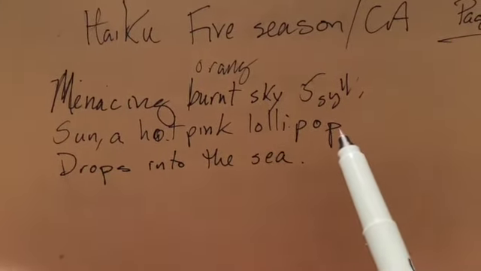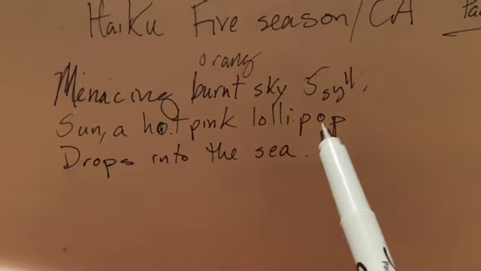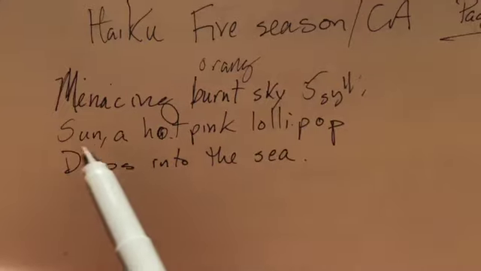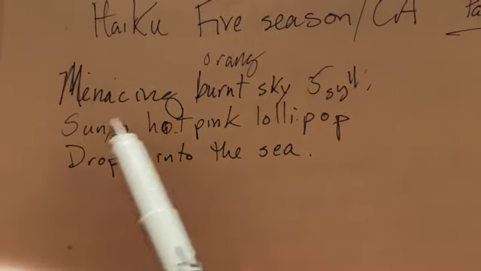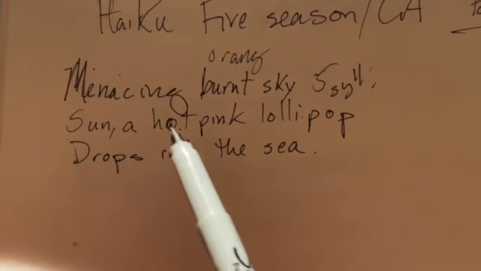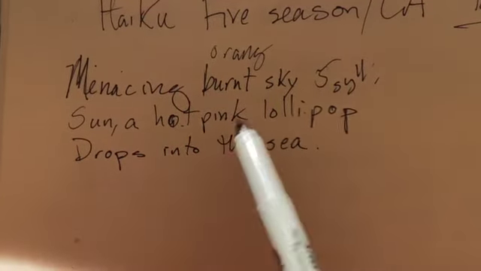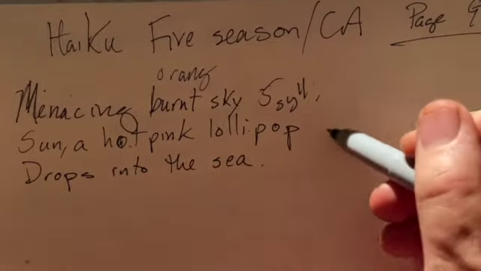This line wasn't too hard for me. I thought lollipop was going to put me over the syllables. But no, we've got sun is one, hot is one, pink is one, and lollipop is 3. So I've got 4 plus 3, I have 7.